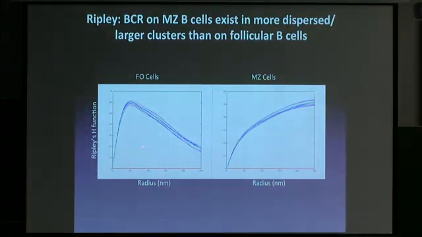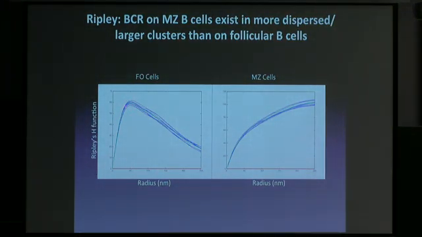And what we can see for our follicular cells is there's a peak in the Ripley's function here, which is, whoops, this is the H function, my bad. This peak is showing that the follicular cells for IgM have a typical cluster radius on the order of 50 nanometers, whereas the marginal zone cells, the clusters are bigger and more dispersed.